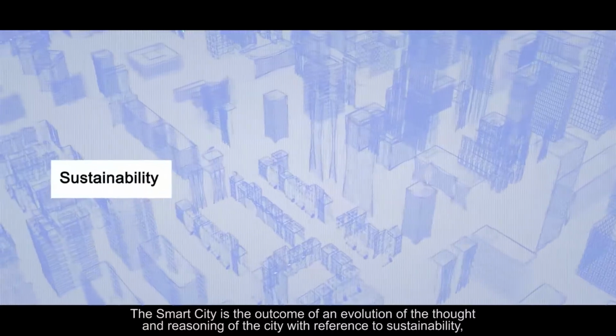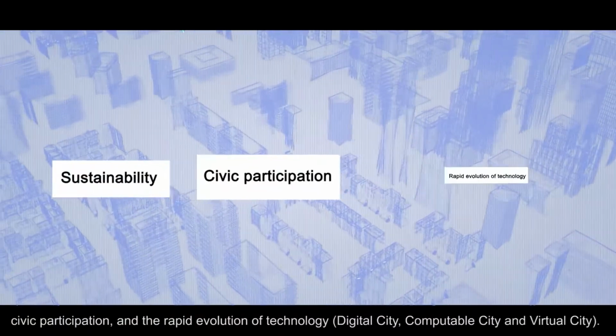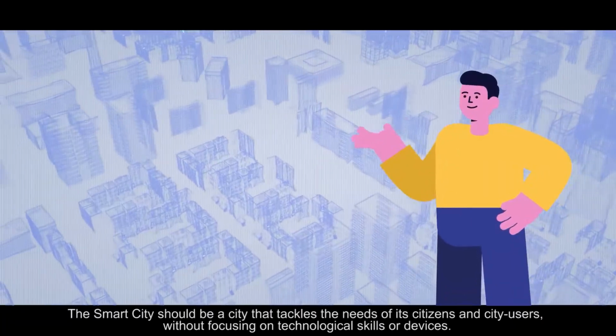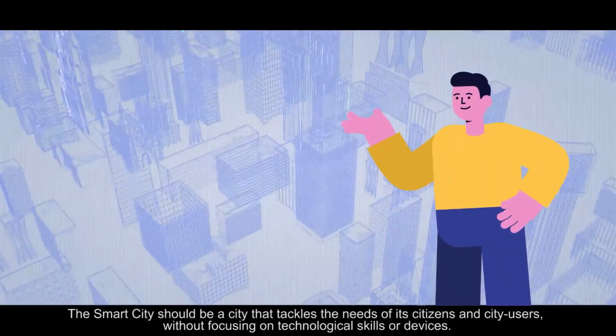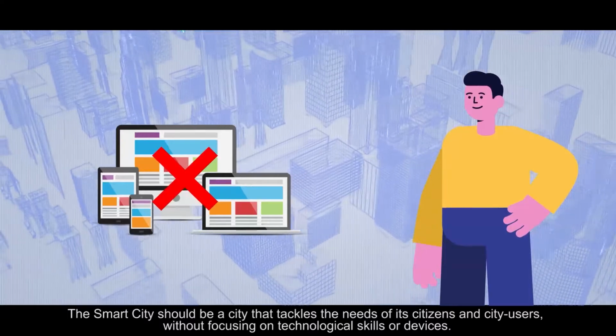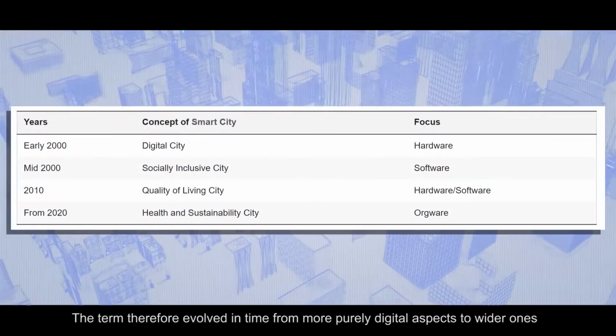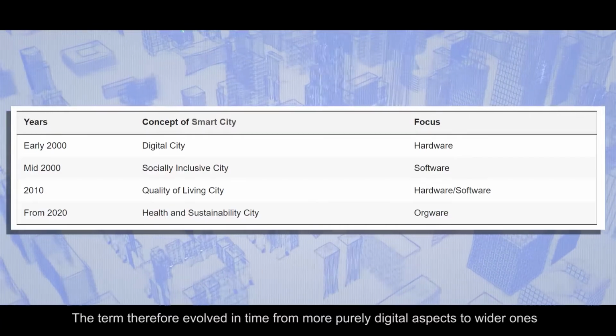with reference to sustainability, civic participation, and the rapid evolution of technology. The smart city should be a city that tackles the needs of its citizens and city users, without focusing on technological skills or devices. The term therefore evolved in time from more purely digital aspects to wider ones.